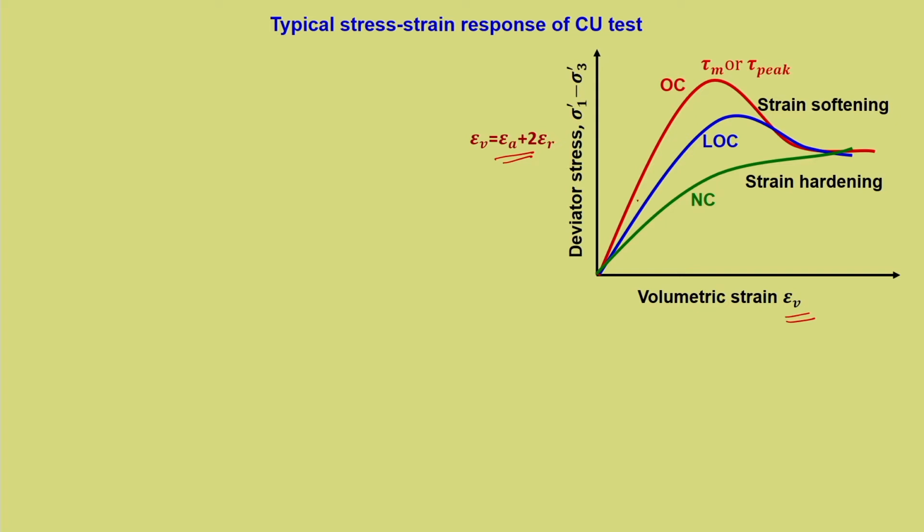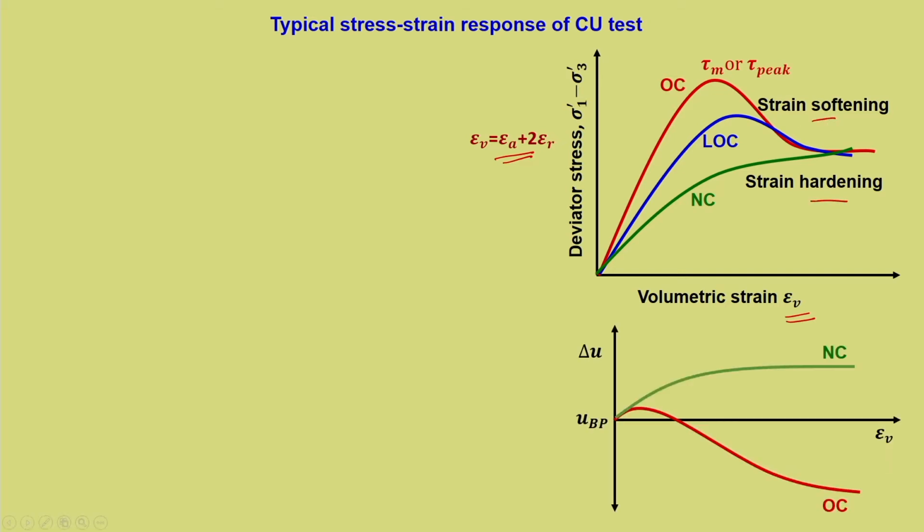So, what is happening? A typical OC has a peak and NC does not exhibit a peak. Here it is strain softening, here it is strain hardening. Now, in this case, instead of volume change, we have changes in pore water pressure. If it is under back pressure, then the pore water pressure starts from the back pressure, and for NC it will be positive. So, this will be positive and that is NC, and for OC after a small initial adjustment it will get to negative pore water pressure.